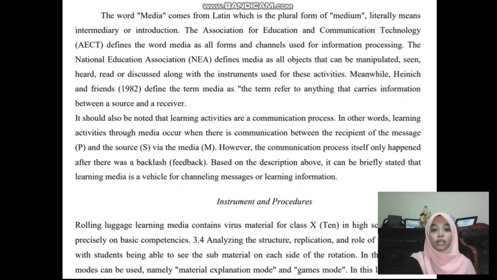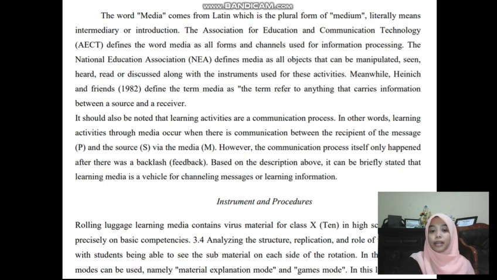It should also be noted that learning activities are a communication process. In other words, learning activities with media occur when there is communication between the recipient of the message and the source via the media. However, the communication process itself only happens after there is a backlash, or what we also call feedback. Based on the description above, it can be briefly stated that learning media is a vehicle for channeling messages of learning information.